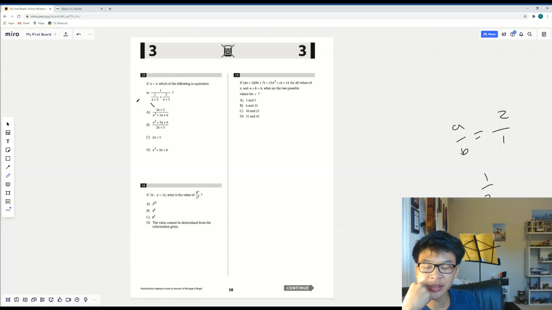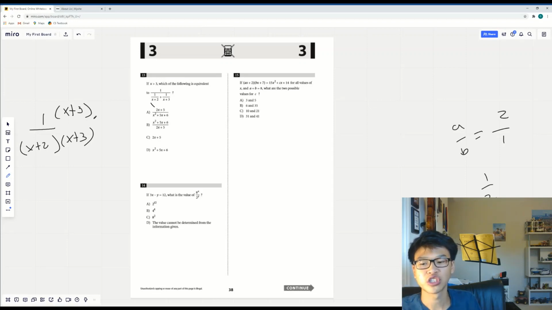Okay, so if we want to simplify fractions, remember we want to have a common denominator, okay? So how do we get 1 over x plus 2 to have a common denominator with 1 over x plus 3? You multiply each by the other term. So let me show you. 1 times x plus 2 times x plus 3, right? What you're doing to the bottom, you're doing to the top to keep it the same, right? So they cancel out to 1, so you're not really changing the value of it, okay?